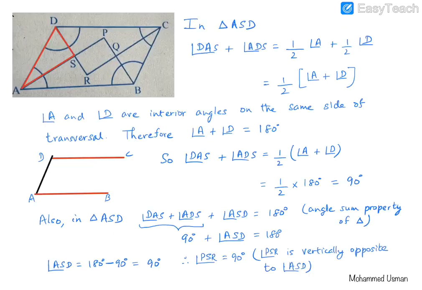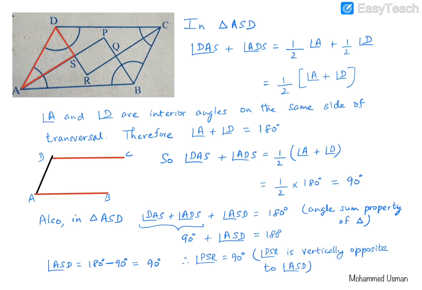So let's start with the first triangle in the figure, that is the triangle ASD, which I have highlighted here in red. So in triangle ASD, the angle DAS plus the angle ADS is half of the angle A and half of the angle D, right? Because AS and DS are bisectors of angle A and D respectively.